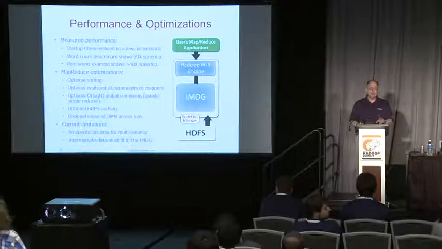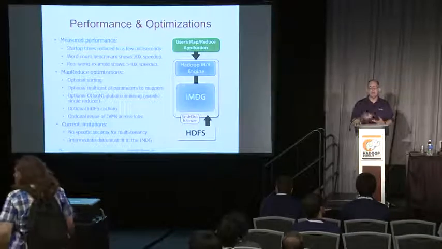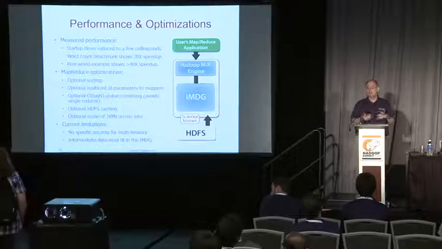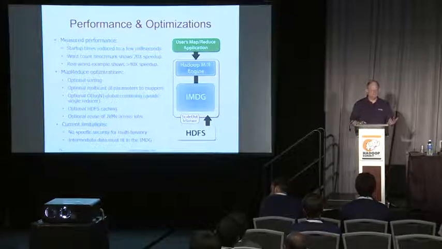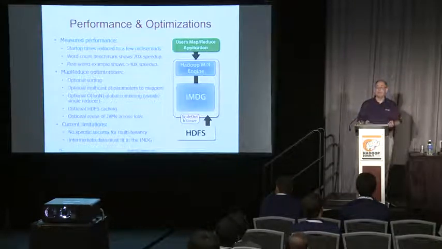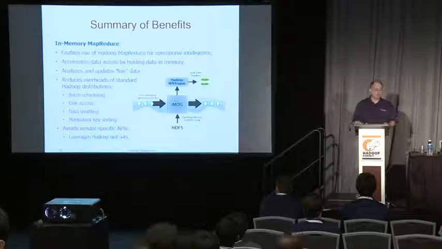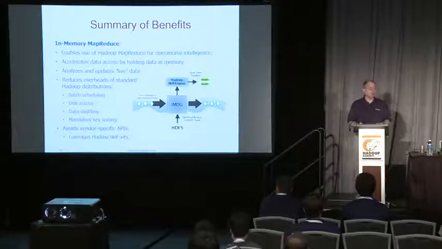The two primary limitations are the fact that intermediate data has to be kept in memory, although you can have terabyte and larger size grids. And the second limitation, of course, is that there's no specific support for security and multi-tenancy, and we're seeing that this is becoming a really big issue.